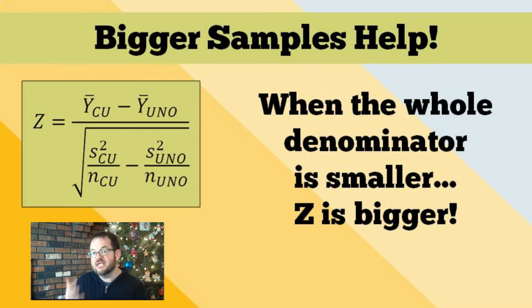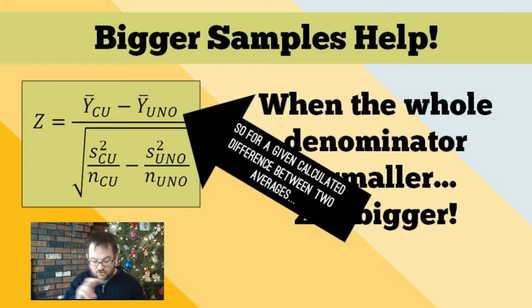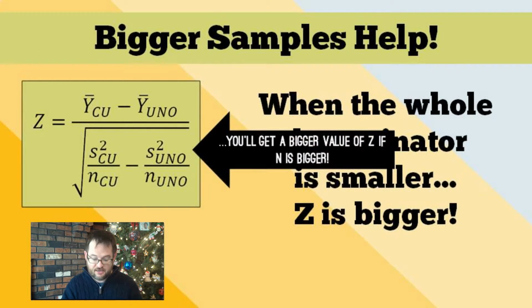In other words, for a given calculated difference between those two averages, the average at Creighton and the average at UNO, we get a bigger value of z as n is bigger. So if we took our average of Creighton students and found that their average was 10 centimeters greater than the average of the UNO students, that means a whole lot more if we measured 1,000 Creighton students and 1,000 UNO students than if we measured 10 Creighton students and 10 UNO students, right? This did not come as a huge surprise. It should be clear that the more data we gather, the more certain we are of the results. So bigger samples help us get around this problem of alpha and beta, but you never really avoid it.